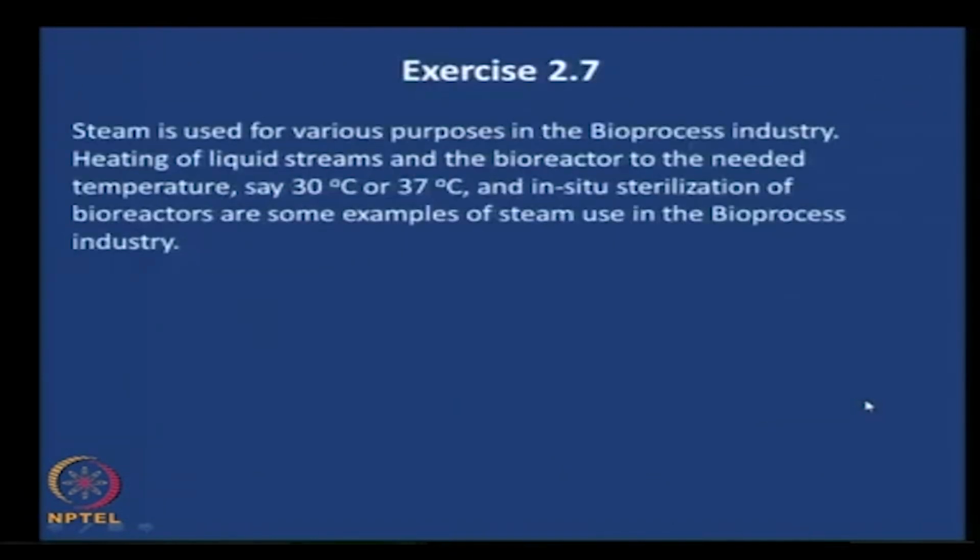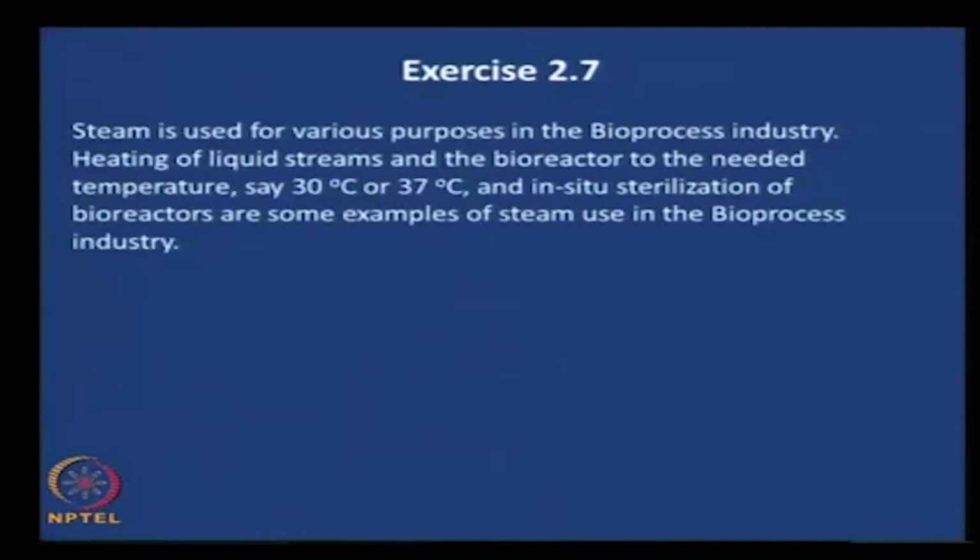As usual, we would look at how to apply this equation to get more familiar and also to develop the higher level skill of application. Let us take a typical example and apply the energy balance to that. Steam is used for various purposes in the bioprocess industry, as we all know.